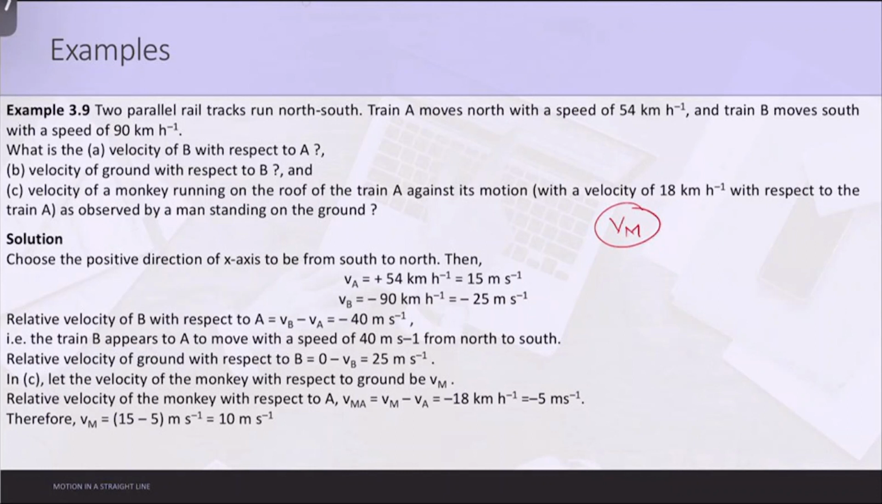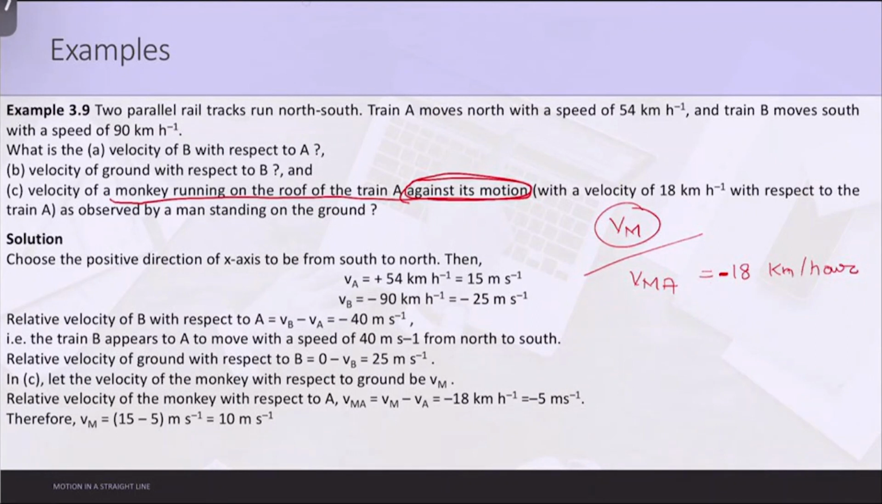Okay, what is given in the question? It is given that the velocity of the monkey with respect to train A is 18 kilometer per hour. This is already given in the question. You can just convert this. Please remember, here the monkey is running against its motion. So if it is running against its motion, that means this velocity will be in the negative direction. Even if you see from train A also, it will always go in the negative direction. It can't go in the positive direction, right?